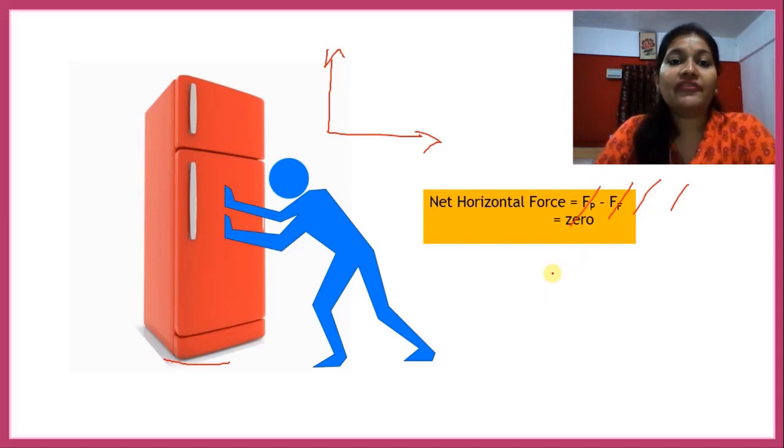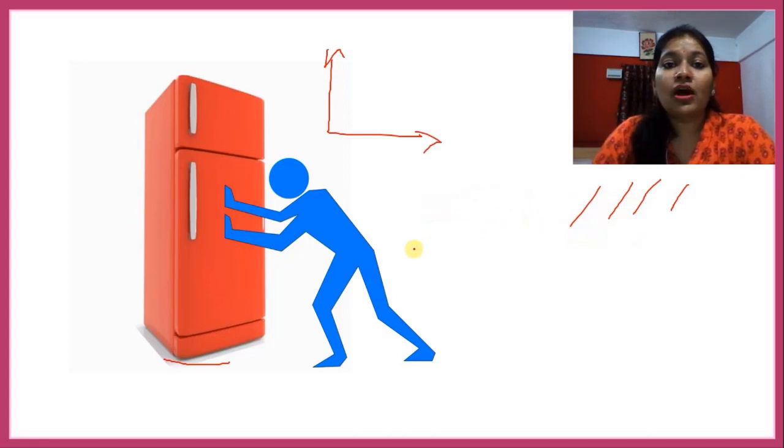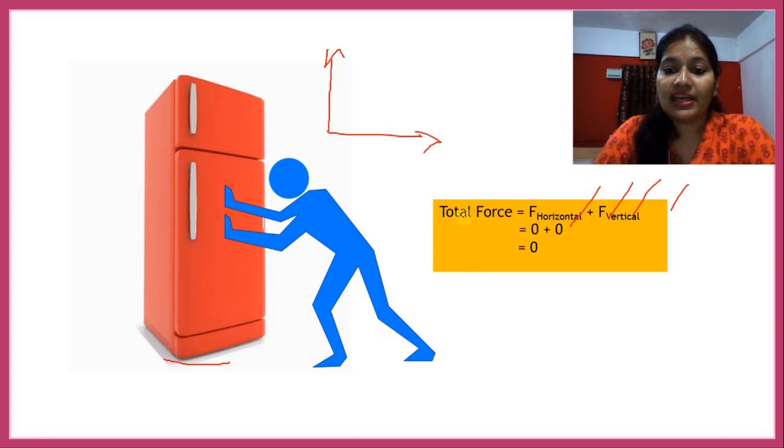Now if I talk about the total net force acting on this refrigerator, including the horizontal force as well as the vertical force. So total force is horizontal force plus vertical force. What is the value of the horizontal force? 0. Vertical force, 0. So in total what will I get? 0. Clear?